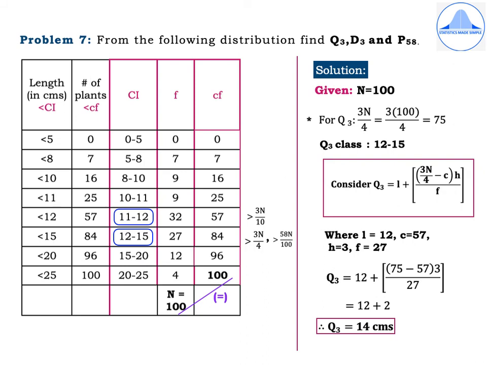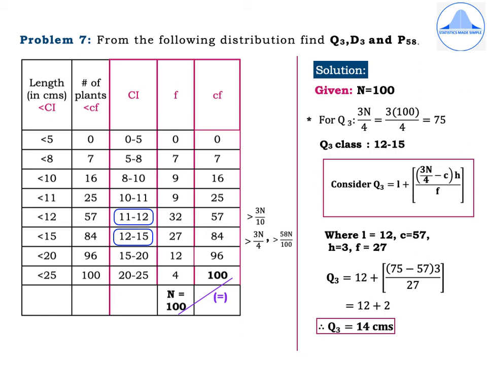Problem 7. From the following distribution, find Q3, D3 and P58. First column, you have length in centimeters: less than 5, less than 8, less than 10, less than 11, less than 12, less than 15, less than 20, less than 25. Number of plants are 0, 7, 16, 25, 57, 84, 96, 100. Mark length in centimeters as less than Ci and number of plants as less than Cf.